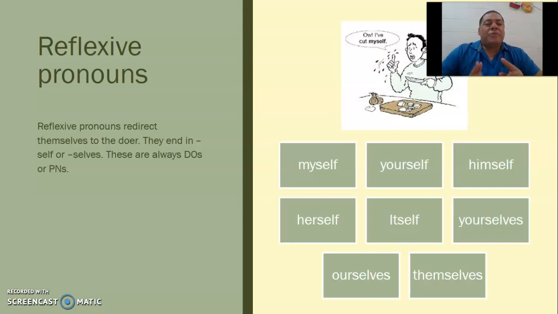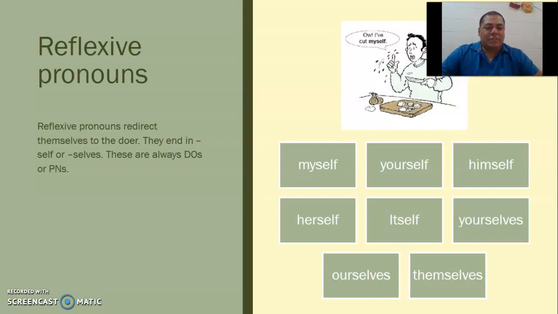Now, a reflexive pronoun redirects itself to the doer. They end in self or selves. Okay? They end in self or selves. These are always direct objects or predicate nominatives. Always. There's no other possibility for a reflexive pronoun. A reflexive pronoun is a direct object. And if it's not a direct object, it's a predicate nominative. And that's it. They cannot be anything else.